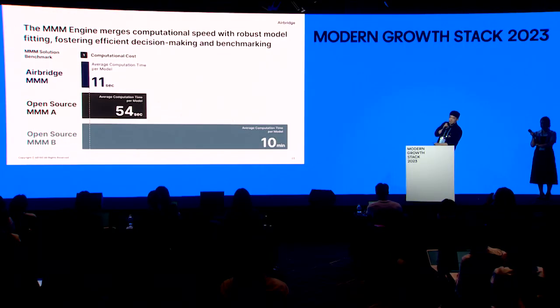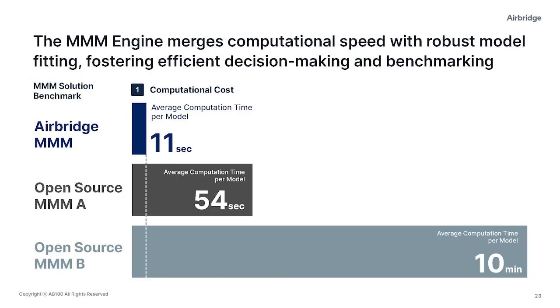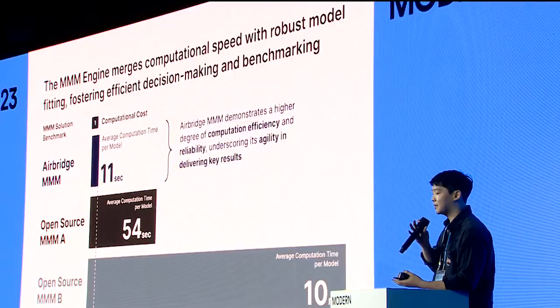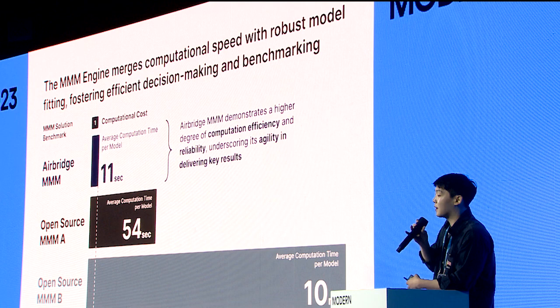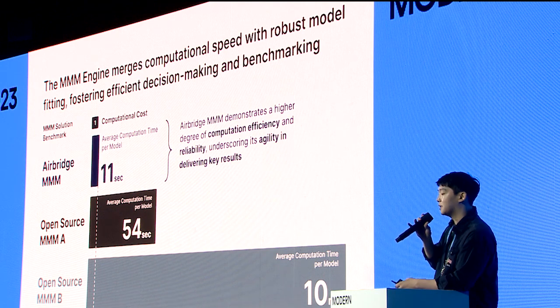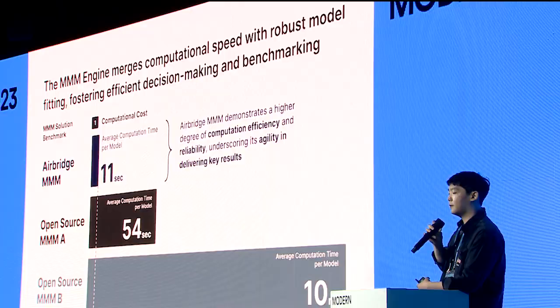So in terms of computation time, which can be a significant factor in the usability of MMM solution, Airbridge MMM was able to process our comprehensive benchmark data set at an average of 11 seconds per model, in contrast to the 54 seconds and over 10 minutes it took on average for alternatives A and B. The benefit of this expedited computation is twofold. Not only does it allow businesses to derive actionable insights faster, but it also boosts the productivity of marketers who no longer need to wait extended periods for model results using different data and model configurations.